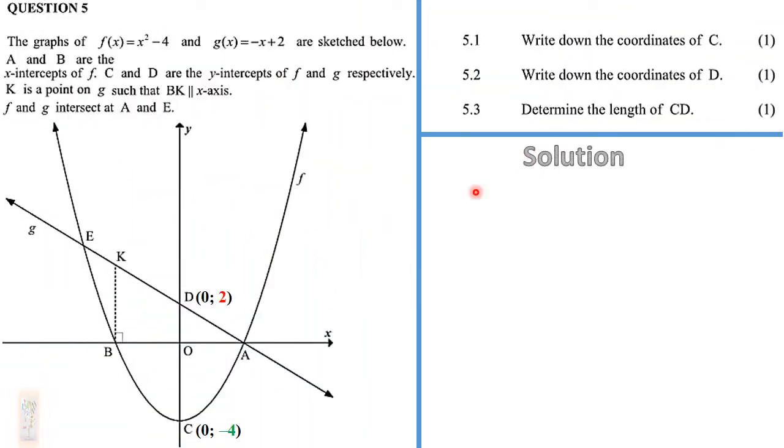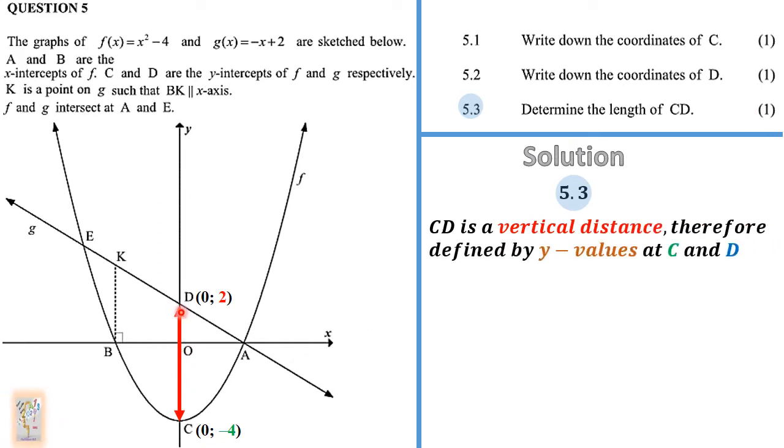So now we'll be looking at a solution for 5.3. 5.3 says determine the length of CD. But what is CD? CD, people, is this distance. The distance that you see here is the vertical distance. And people, the vertical distance is defined by y values, and the horizontal distance is defined by x values. So when we want this distance, we only focus on the y values here. We look at the y value at D and the y value at C.